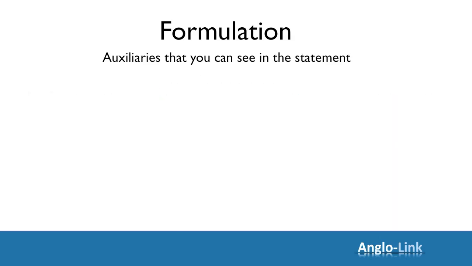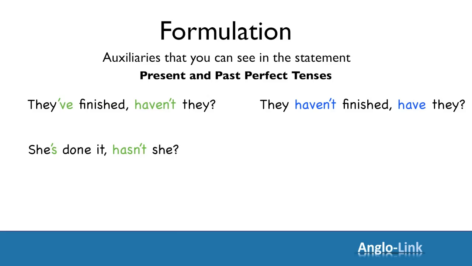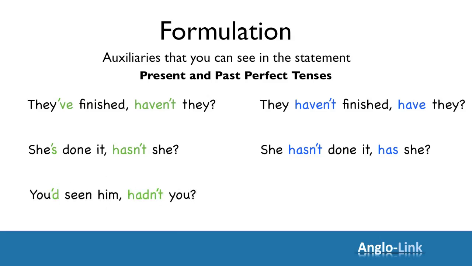The next group where we can see the auxiliary in the statement is the present and past perfect tenses. Let's have a look at the examples. They've finished, haven't they? Or in the negative statement, they haven't finished, have they? She's done it, hasn't she? She hasn't done it, has she? You'd seen him, hadn't you? You hadn't seen him, had you?